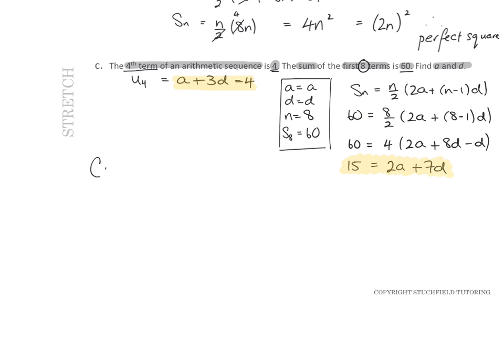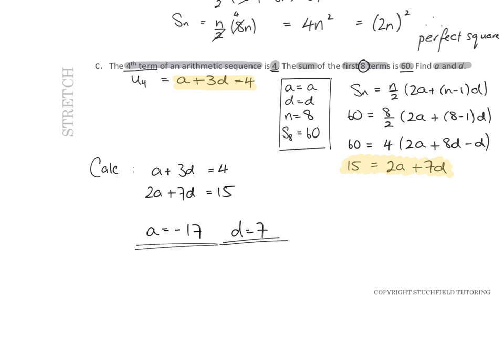Now we can actually solve them in my calc. So a plus 3d equals 4, and 2a plus 7d equals 15. The difficult bit was deriving those equations by using the formulas that we know exist. Put that in your calculator. a equals minus 17, d equals 7. And they are your answers.